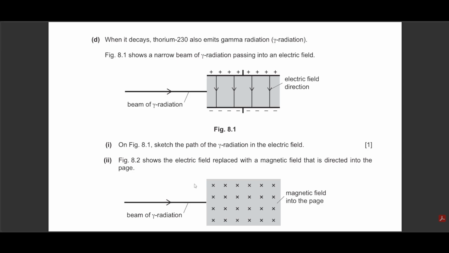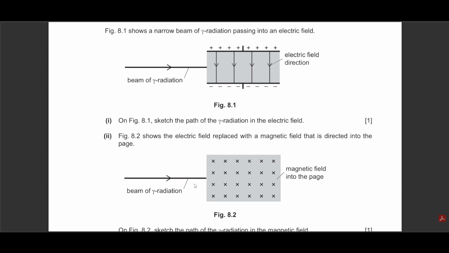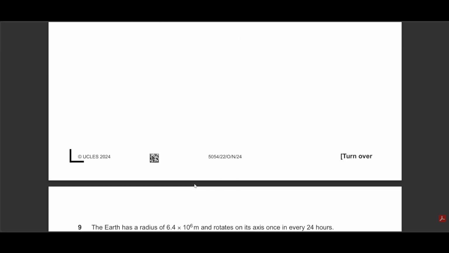Part D. He says he's emitting gamma radiation, or thorium-230 is also emitting gamma radiation. Does anything happen to the gamma radiation? Does it respond to electric field or magnetic field? It doesn't. Go straight ahead. Use a ruler to draw these lines with pencil.